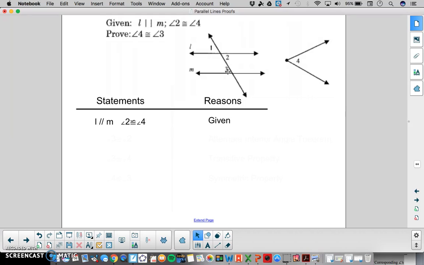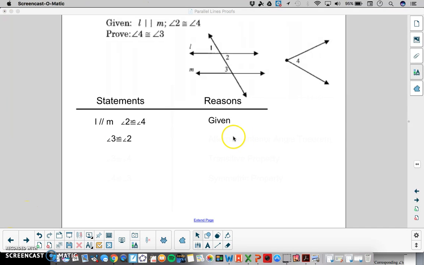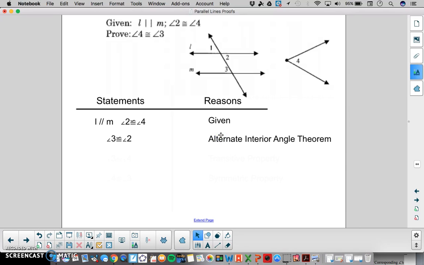The alternate interior angle theorem says if the lines are parallel, then those alternate interior angles are congruent. So 2 has to be congruent to 3. We know that 2 is congruent to 3 by the alternate interior angle theorem. We were given that 2 is congruent to 4, and that 2 is congruent to 3 we now know because of the alternate interior angle theorem. Well, we can cut out that middleman, and by the transitive property say that 3 is congruent to 4.